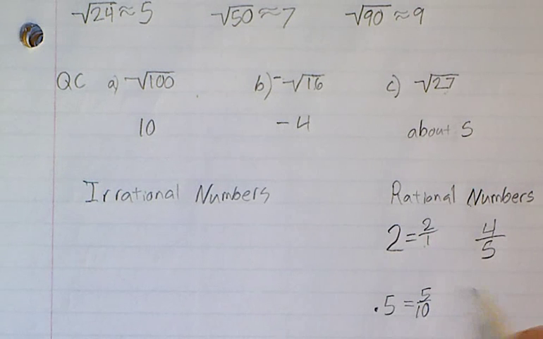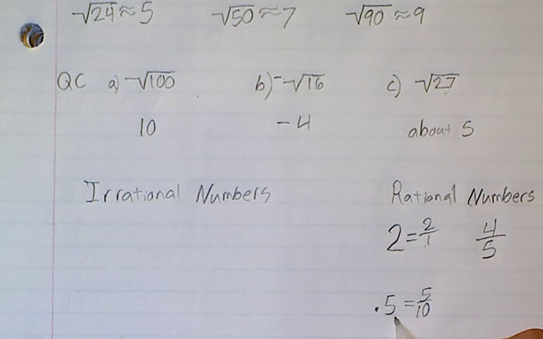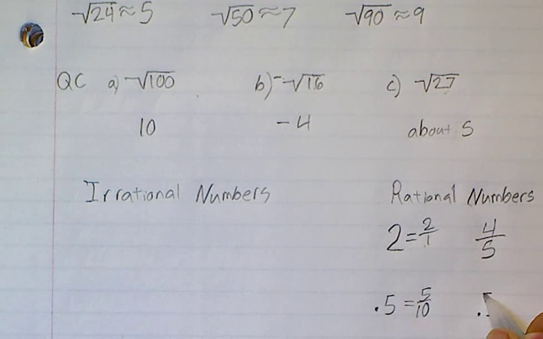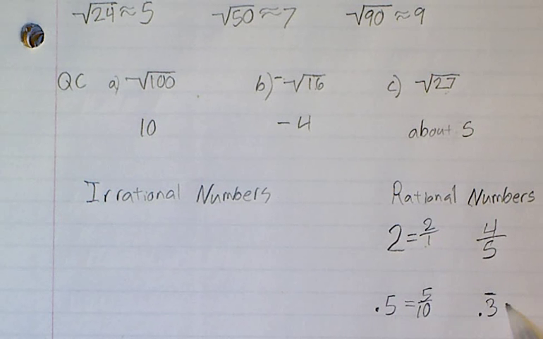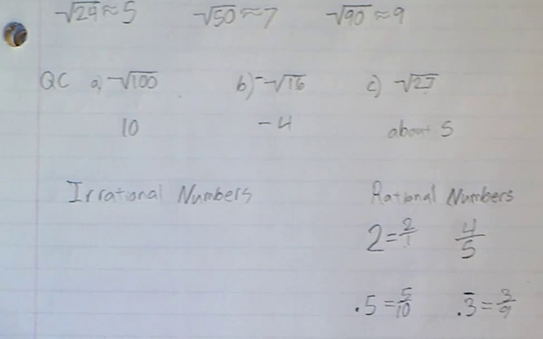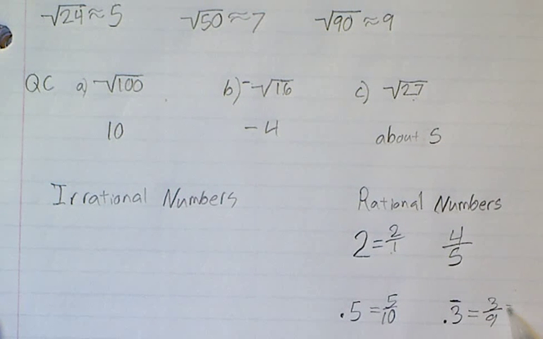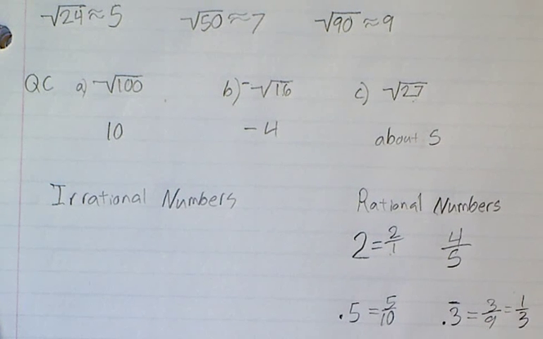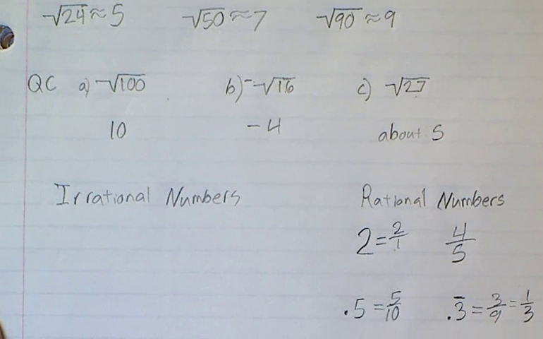There's only two special cases though. They have to either terminate, meaning they come to an end, they stop, like that. Or they repeat, and they can be written with a repeat bar, like 3 repeating. I know you might not remember right now, but we were able to write that as a fraction. You were able to put that as 3/9, which in case you were wondering, is equal to 1/3. So those you're able to write as rational numbers.